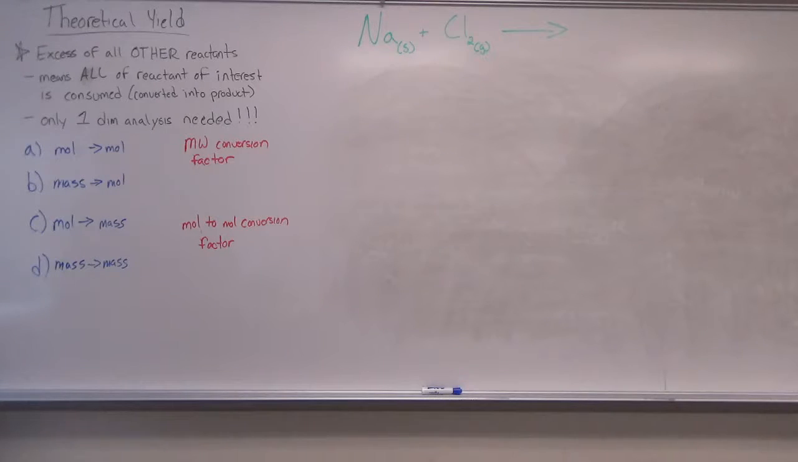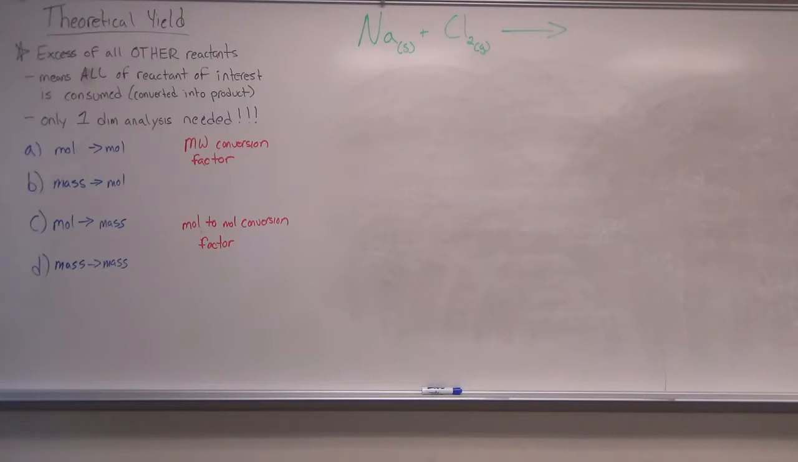Theoretical means in theory, means if everything was perfect. And yield means how much you're going to get. So a theoretical yield means in a perfect chemical scenario, how much product am I going to get if this reaction goes to completion? And that definition, you can look that up in your text. You can look that up online. I'm not going to write all of that.